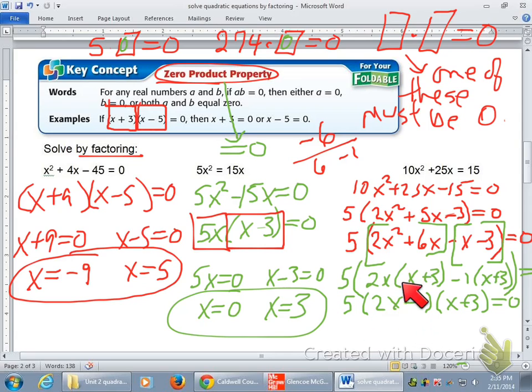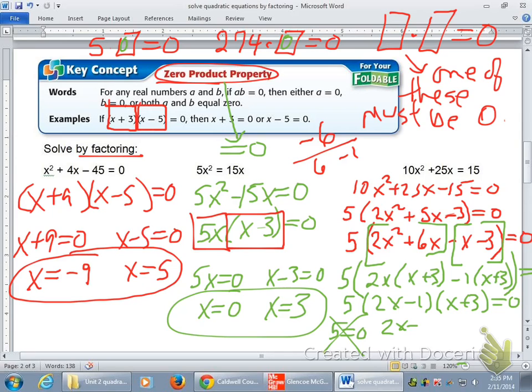1, 2, 3. I'm multiplying 3 different boxes and getting a 0. What does that tell me? One of those boxes is a 0. So I ask you, is it the first box? Does 5 equal 0? No, can't happen, can it?